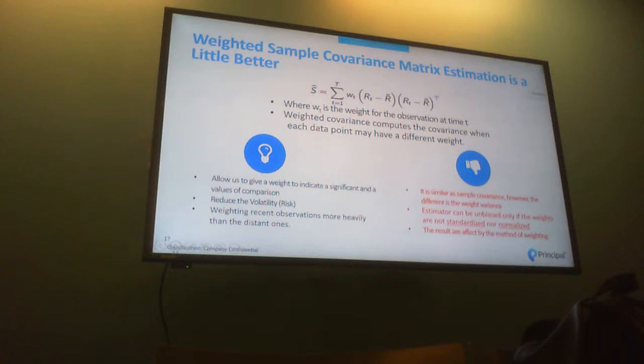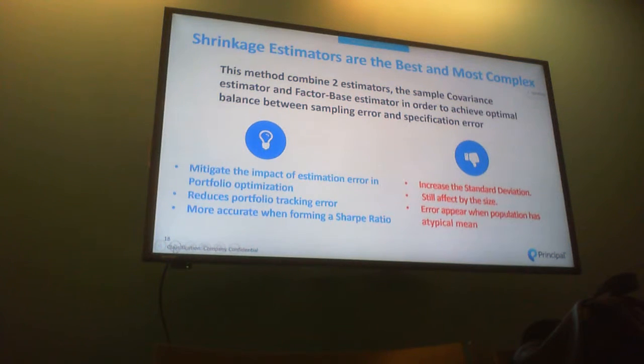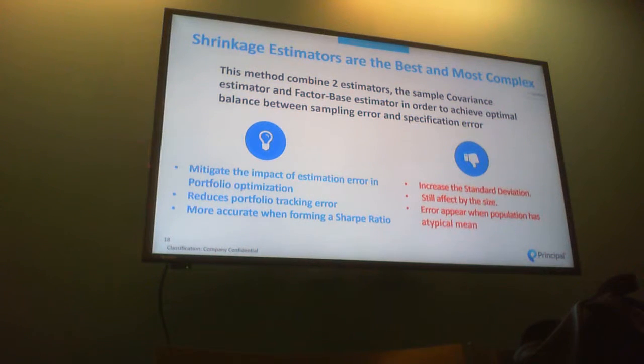Okay, great. So the final method is that we are using the shrinkage estimator, which is the best and most complex. However, for now we have not finished the shrinkage estimator, but we will finish before next week. The definition of the shrinkage estimator is that this method combines two estimators, the sample covariance matrix and the factor-based estimator, in order to achieve the optimal balance between the sample error and specific error.